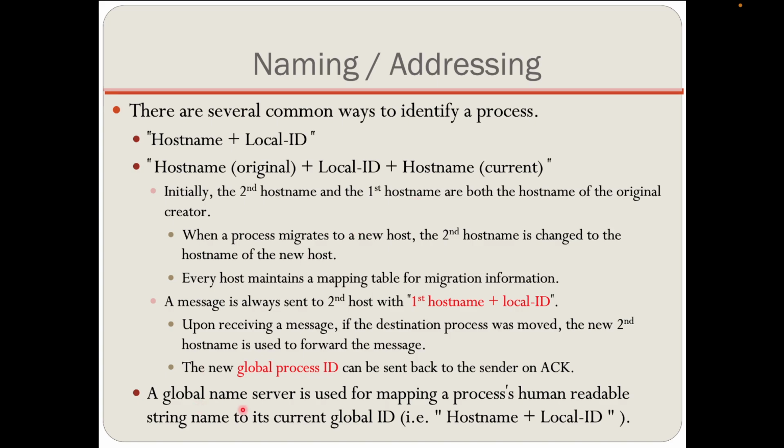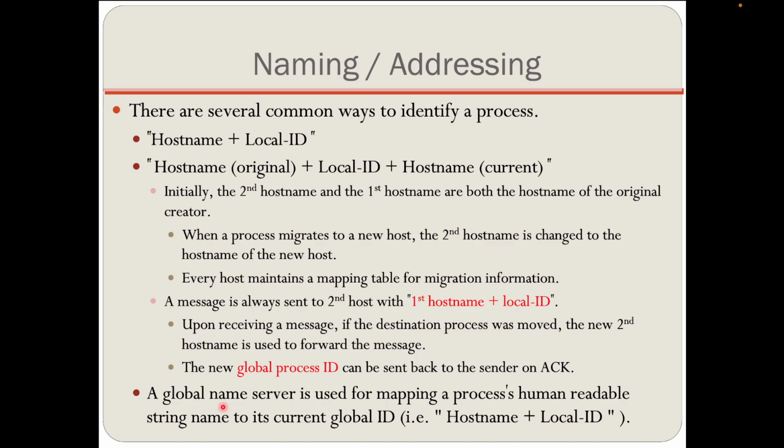The third way is that you create a global name server to map a process's human readable string name to its current global ID. The current global name may use the host name, where the host name is the current host, with the local ID. So we use a global name server to maintain this mapping. Whenever you move a process from one place to another, you change the record in this global name server.